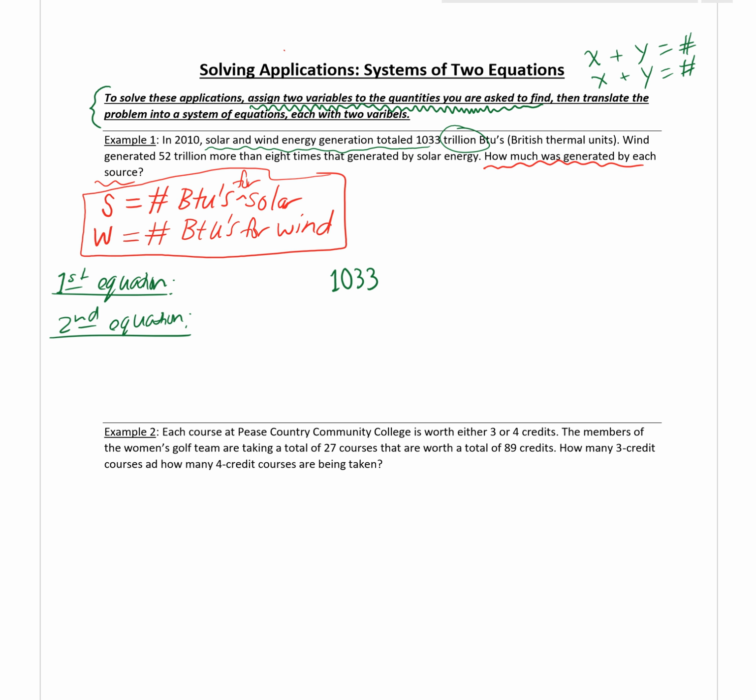So since it says solar and wind energy totaled 1,033, well, we said that S is the number of BTUs for solar, W is the number of BTUs for wind, so together they totaled 1,033.